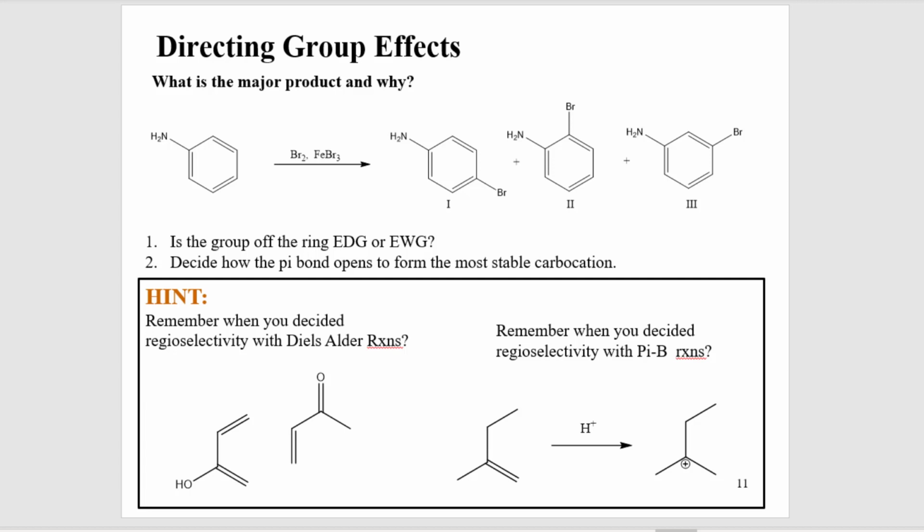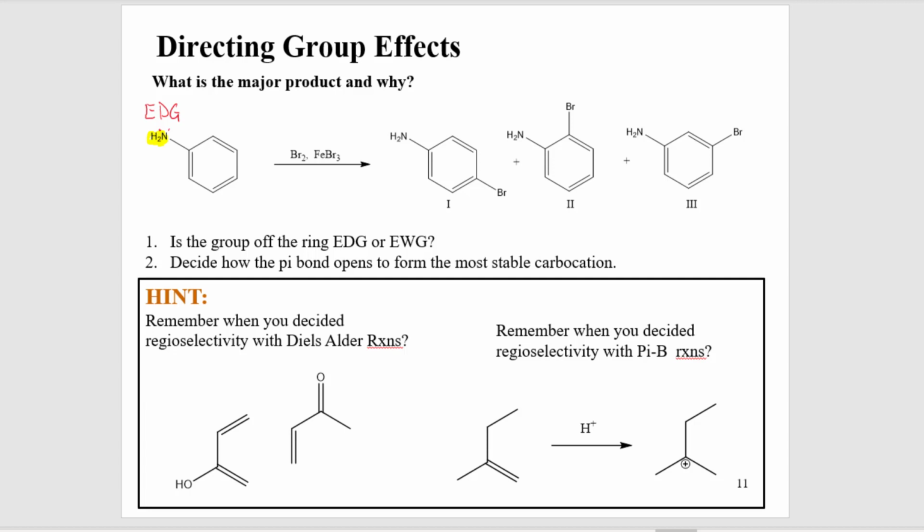Let's take that amine as the substituent already on the ring. Okay, so we have this amine. We've determined already that it is a strong electron donating group. So it's going to make this reaction go pretty quickly. It's an activator.